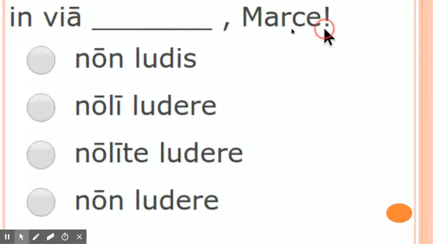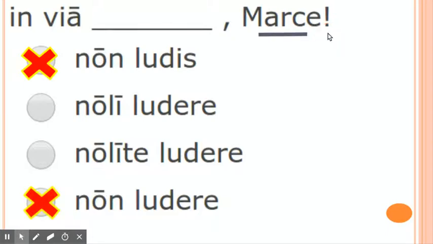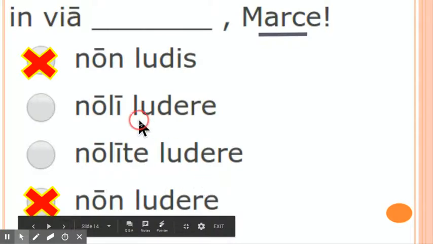We're talking to who? Marque. So he's singular. So therefore, it's not non ludus. You are not playing. Why? Because there's an exclamation point. Not non ludere. That doesn't make sense because that's an infinitive. An infinitive has to be off something else. It's either noli or nolite.